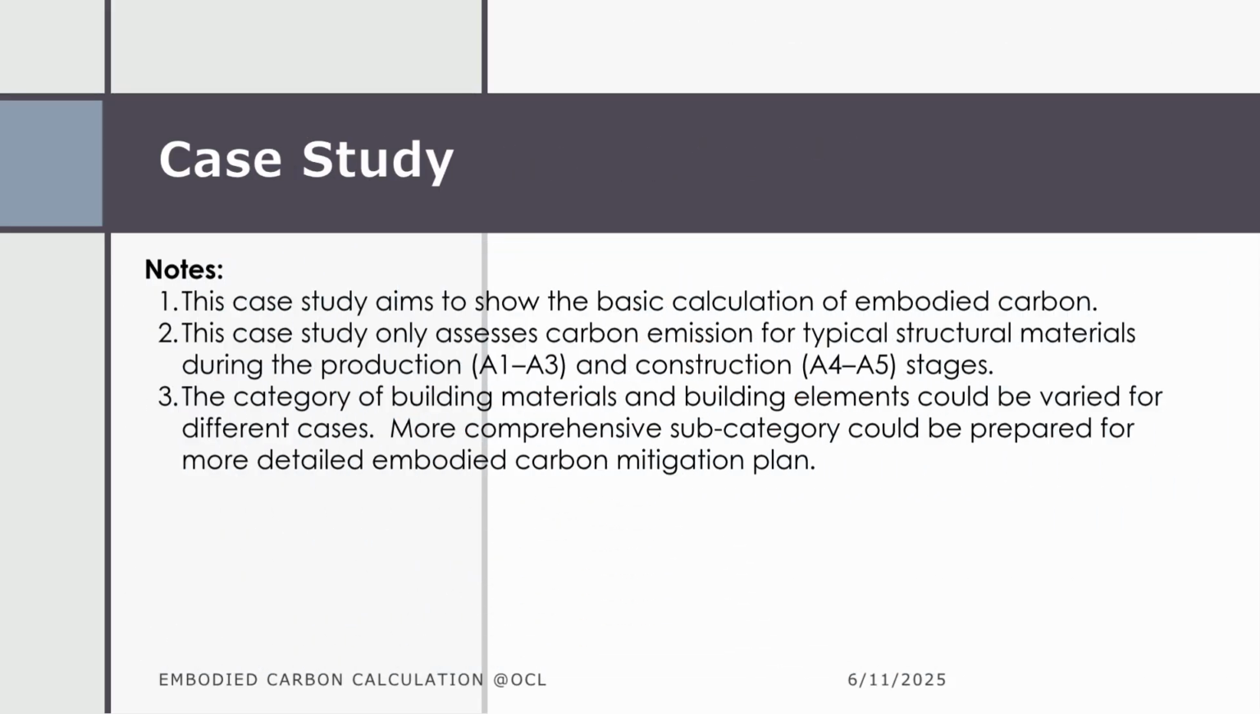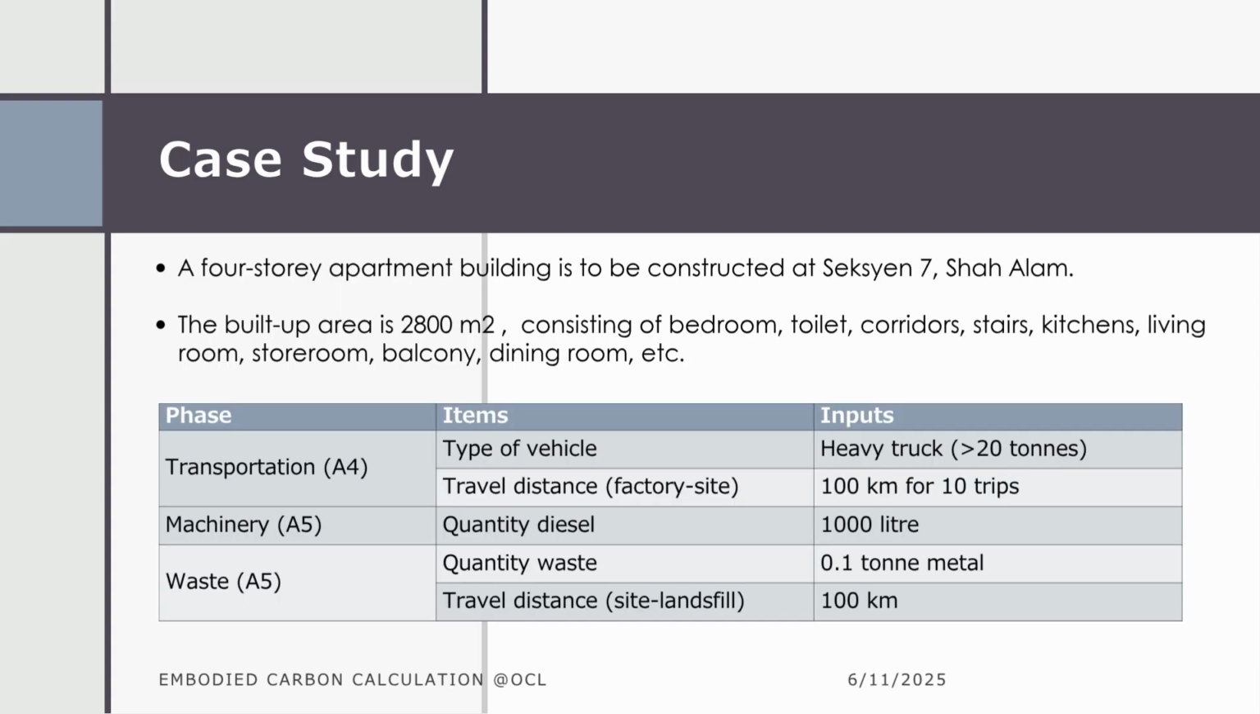Let's apply this to a case study. There are a few limitations in the case study. A 4-story apartment at Section 7, Shah Alam, is to be constructed, with a built-up area of 2,800 square meters. We'll estimate embodied carbon from stages A1 to A5 using data for production, transport, machinery, and waste.